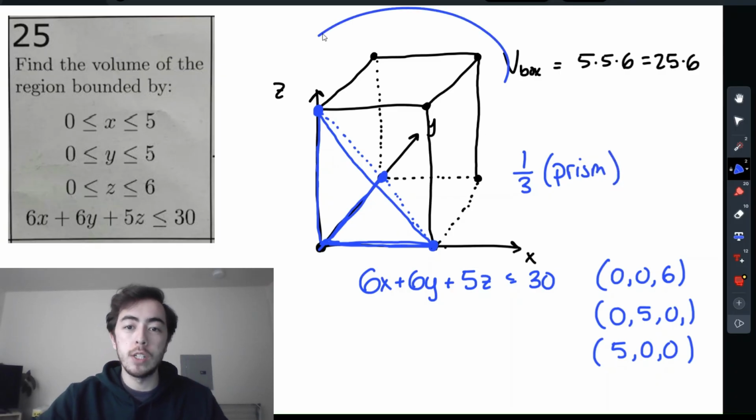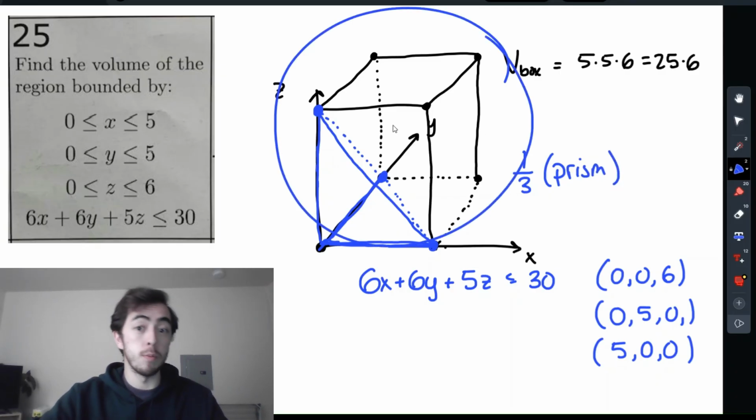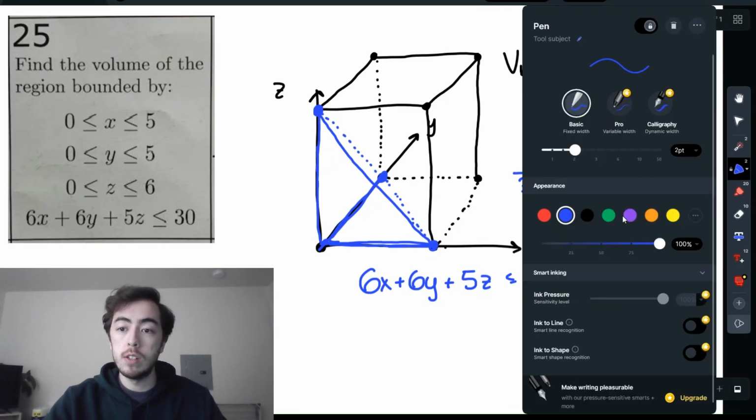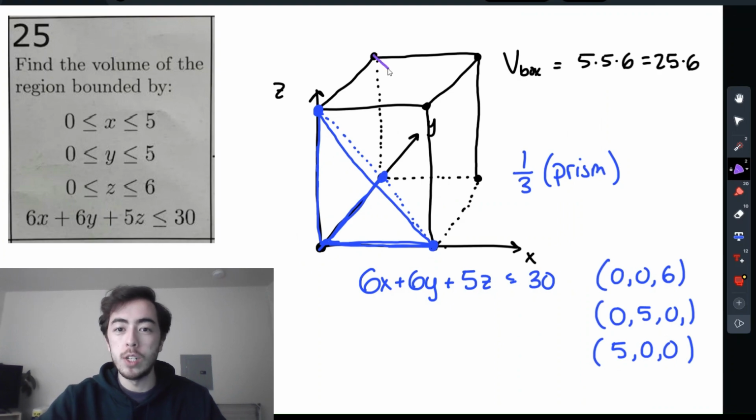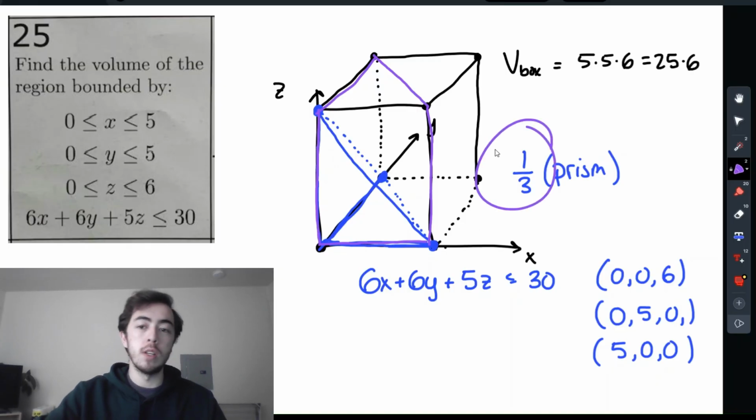And I'm not actually going to choose the whole rectangular prism. It's actually better to choose the prism that relates to the base of the pyramid. And in this case, we do have a triangular prism. So I need to find the volume of this prism right here, and then take 1/3 of it, because again, any pyramid is always going to have 1/3 of the volume of the prism that it's in.